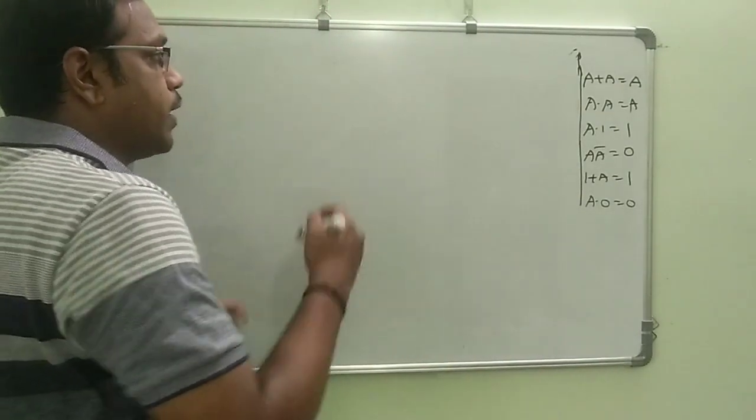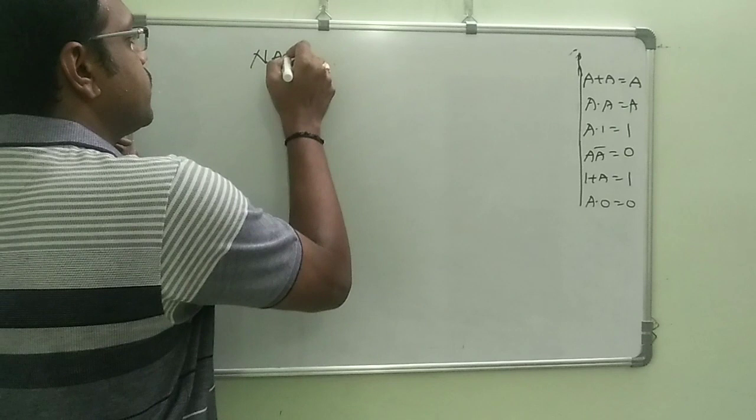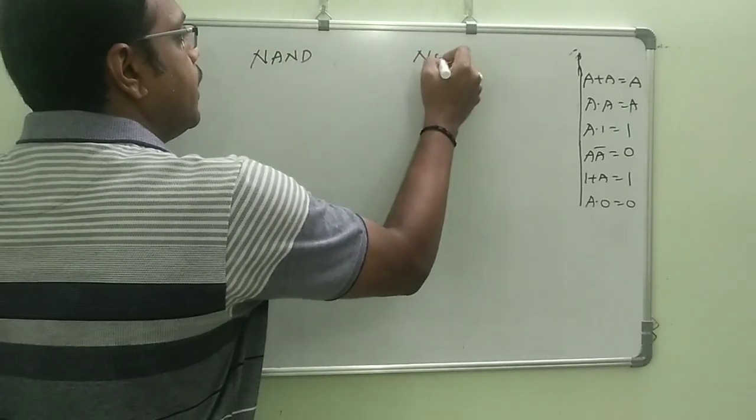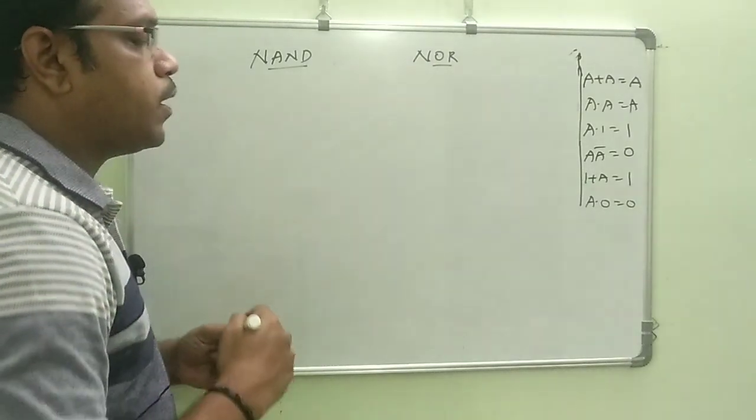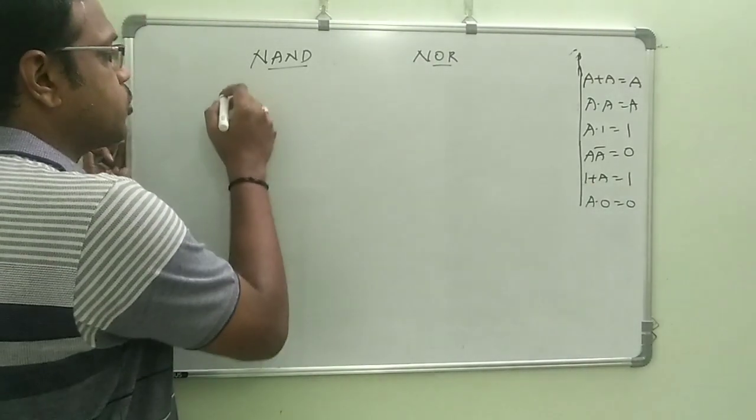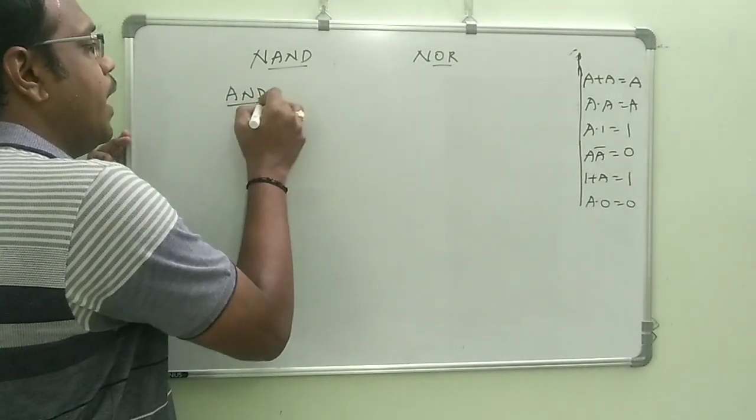NAND gate and NOR gate. Why are they universal gates? So by using this NAND gate and NOR gate, I will now prepare the 3 basic gates. First of all, prepare the AND gate.